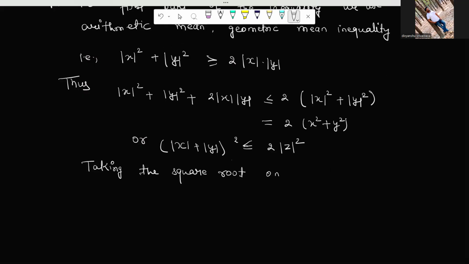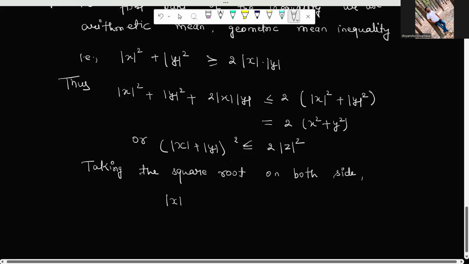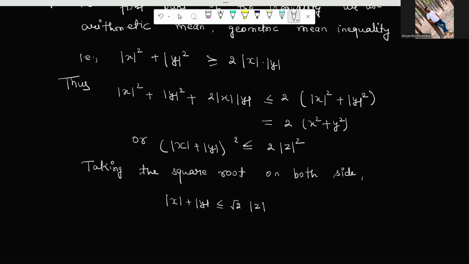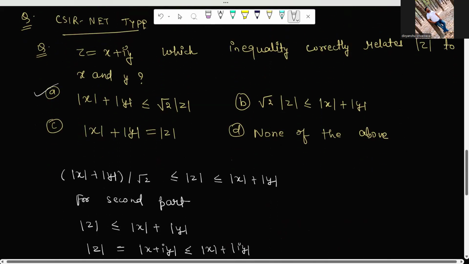Square root on both sides, modulus x plus modulus y less than or equal to 3 by root 2 modulus z. Okay, this can happen by taking the square root. And what was option D giving? Not square.